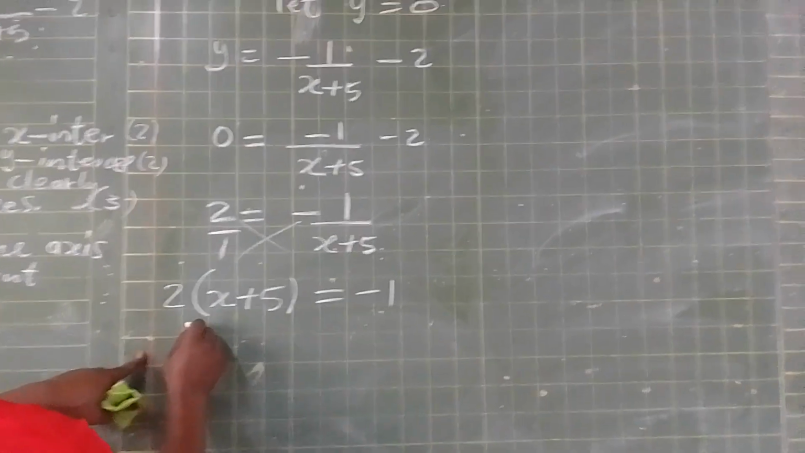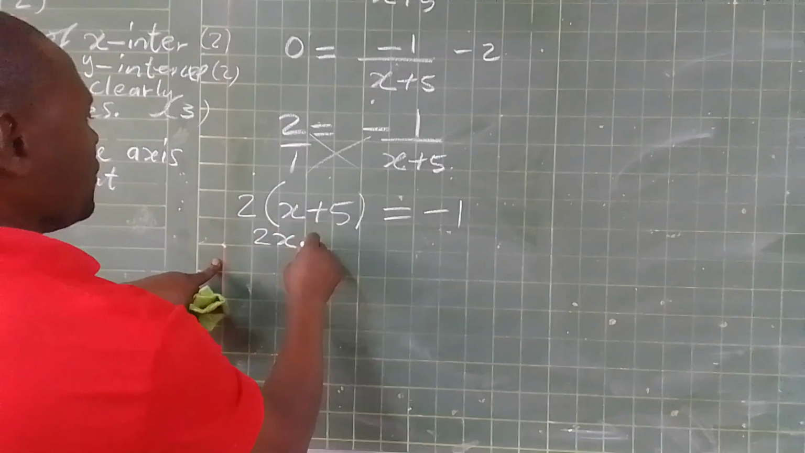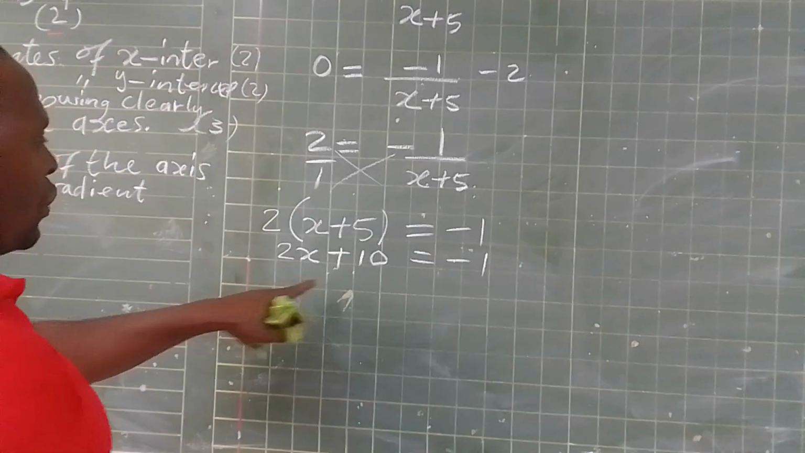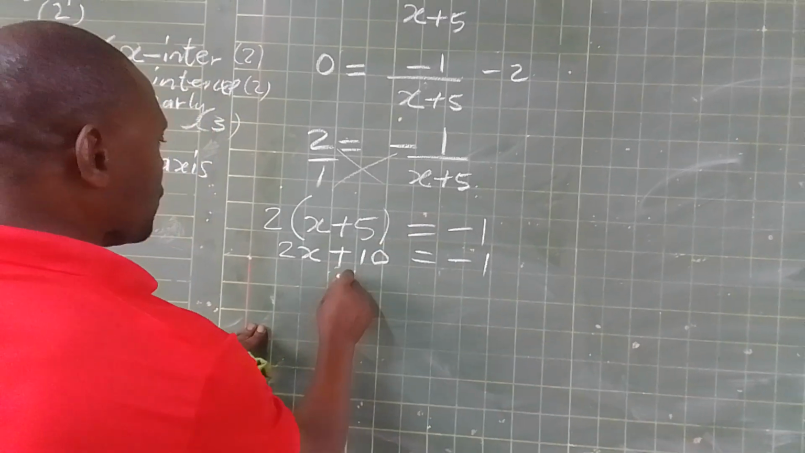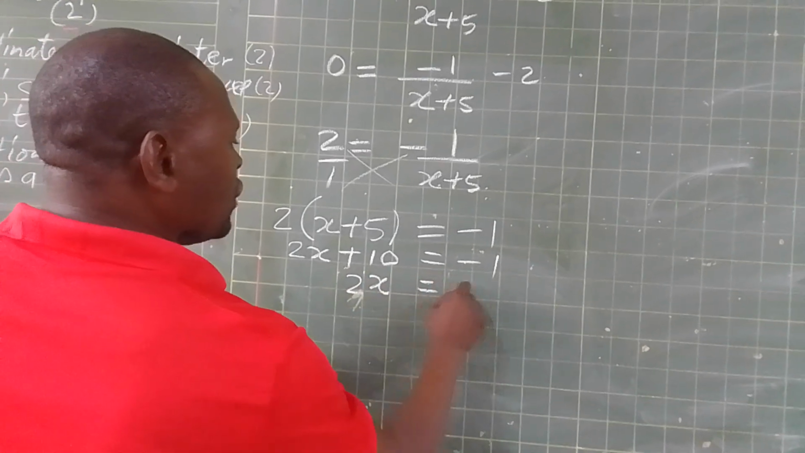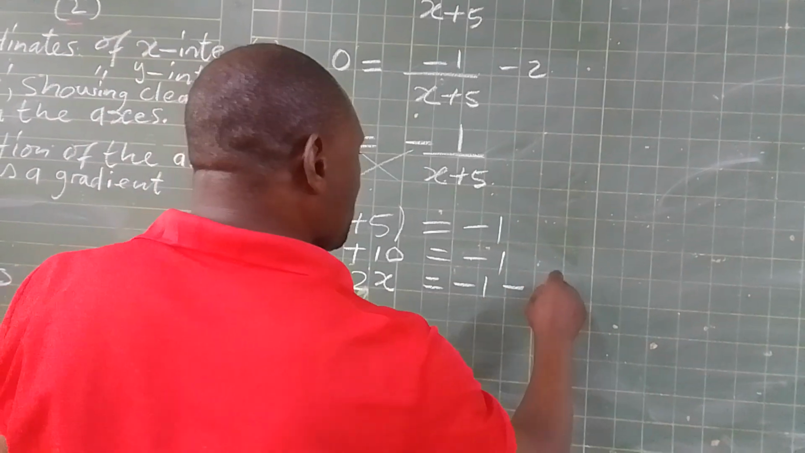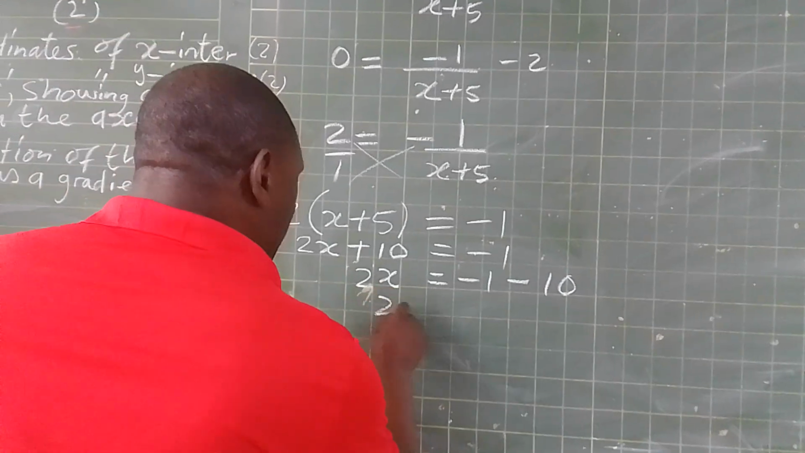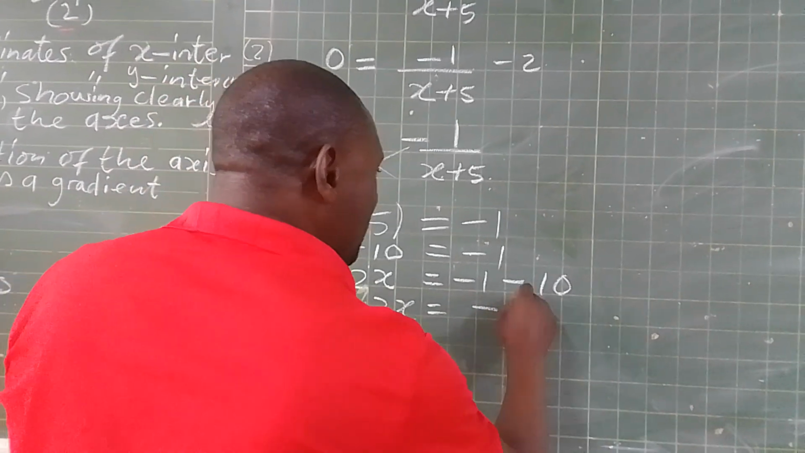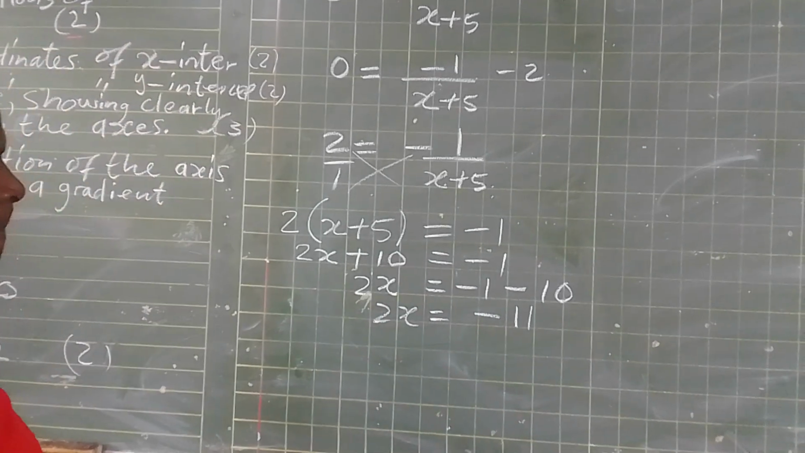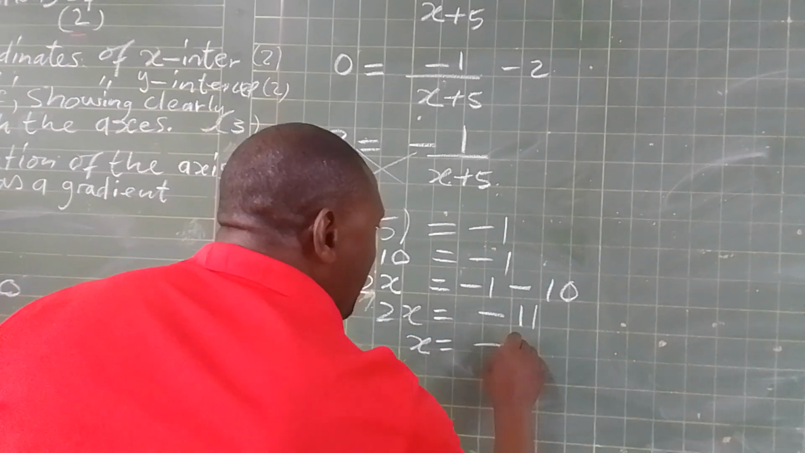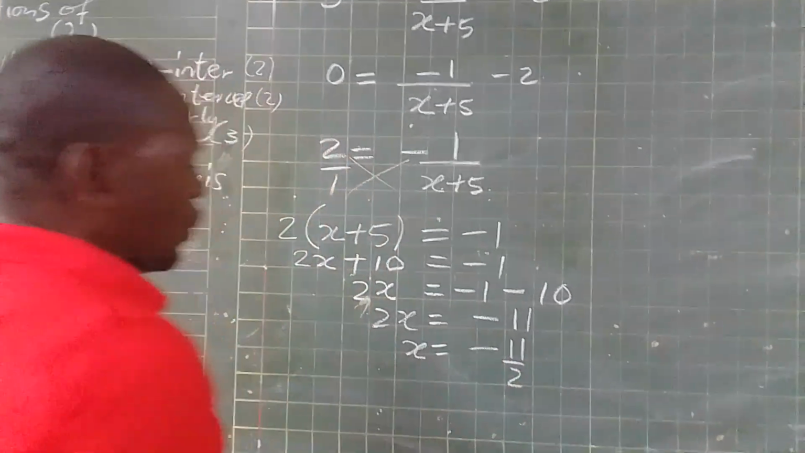Then 2 times x is 2x. 2 times 5 is 10, is equal to minus 1. You take your 10 to that other side of the equation. You are left with 2x is equal to minus 1 minus 10. Then 2x is equal to minus 11. You divide throughout by 2, x is going to be minus 11 over 2.